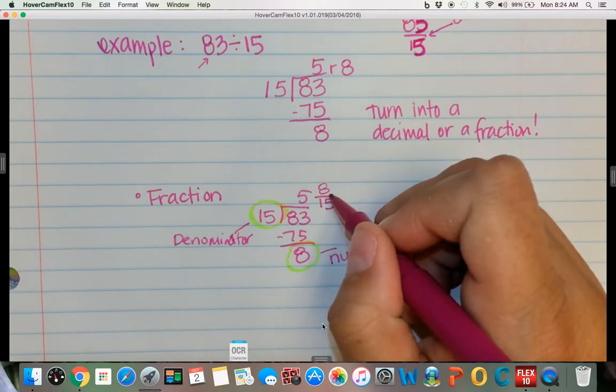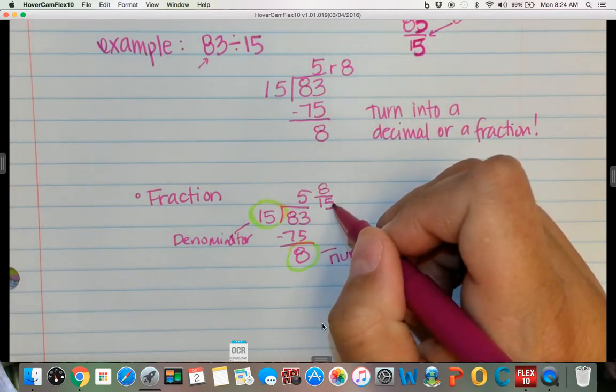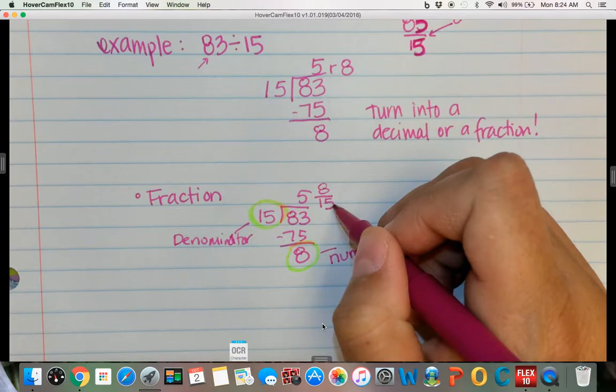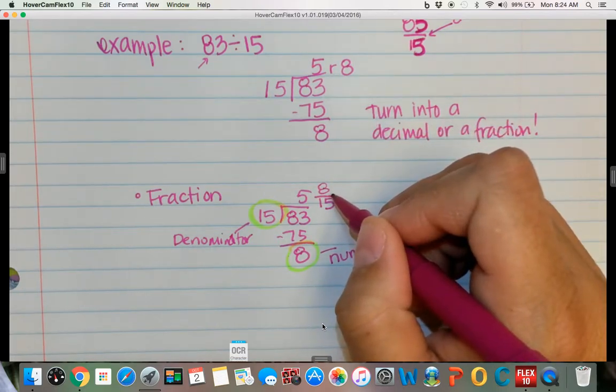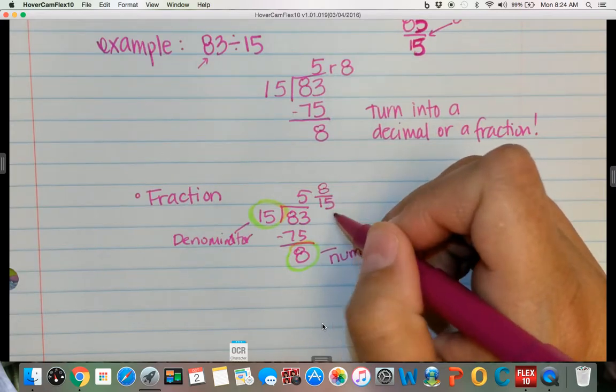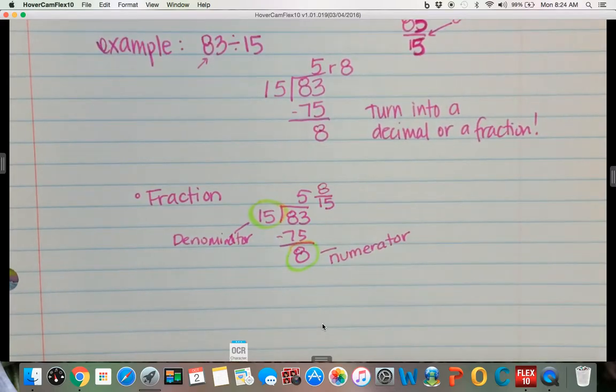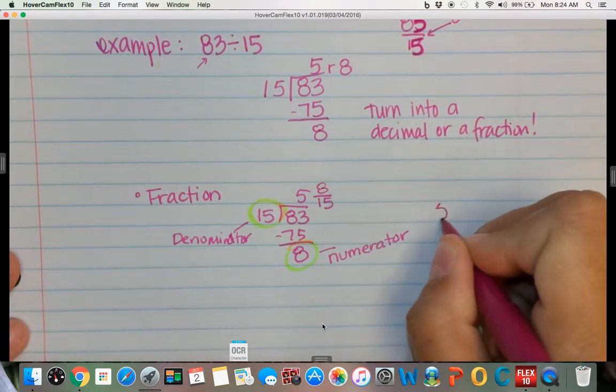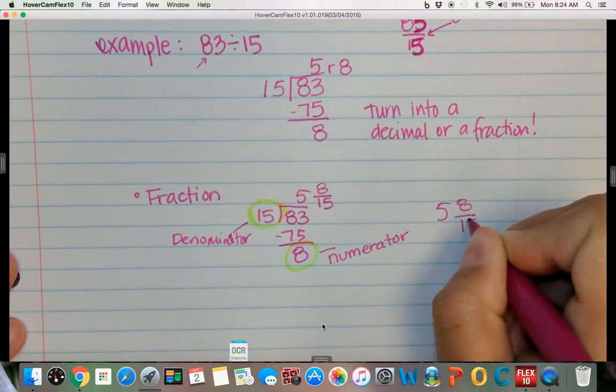When we make fractions, we have to make sure that they are in simplest form, and by doing that I need to make sure that there is nothing that goes into 8 and 15 equally. And there's not. 2 goes into 8, 3 goes into 15, 3 does not go into 8, 2 does not go into 15. There's no real way to simplify that. So our answer is 5 and 8 out of 15.